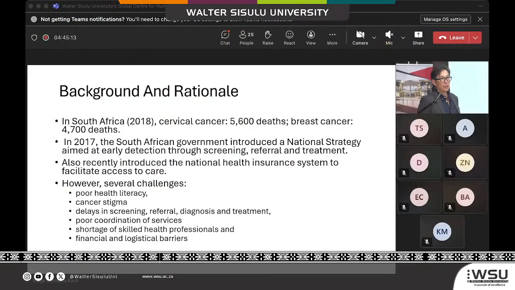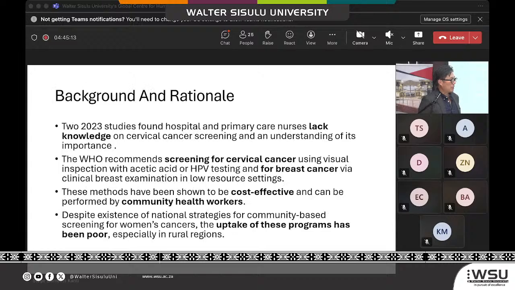They include poor health literacy, cancer stigma, delays in screening, referral, diagnosis and treatment, poor coordination of services, shortage of skilled health professionals, and financial and logistical barriers. In terms of some of the work that's been done previously in this area, there were 2 studies in 2023 that found that hospital and primary care nurses lack knowledge on cervical cancer and an understanding of its importance. At the same time, the WHO recommends screening for cervical cancer as well as for breast cancer in low resource settings. These have been shown to be cost effective and can be performed by community health workers. Despite the existence of national strategies for community screening of cancers, the uptake of these programs has been poor, particularly in rural regions.